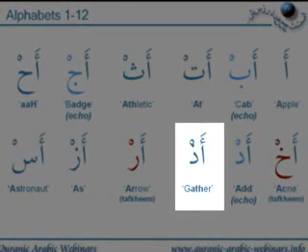Now the next one, the dhal, is another one that a lot of people get confused with. A lot of countries, they pronounce this as a Z sound. So instead of saying dhal, they say zal, which is wrong. So in terms of the dhal with sakin, as in with sukun, it will be adh. Adh. And a good English word for that is gather. So the adh in gather is a good way of remembering that. So adh.